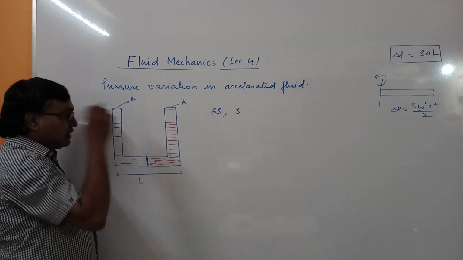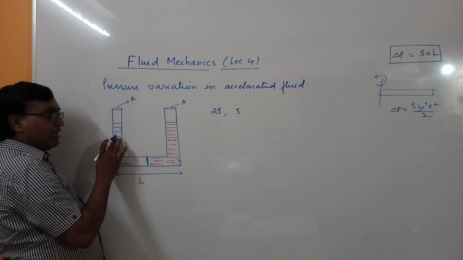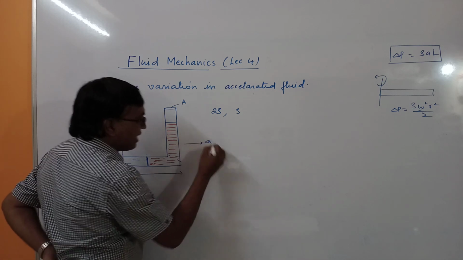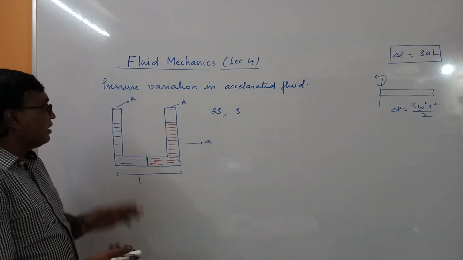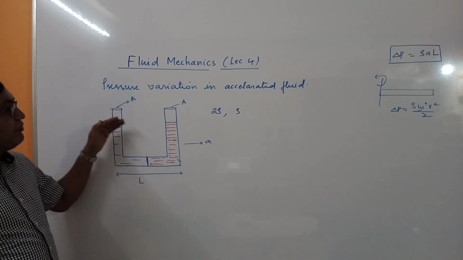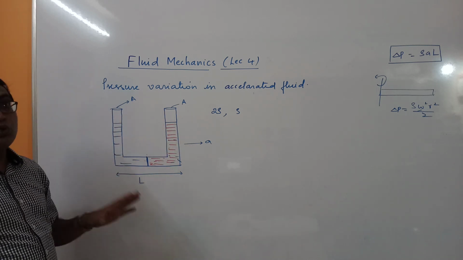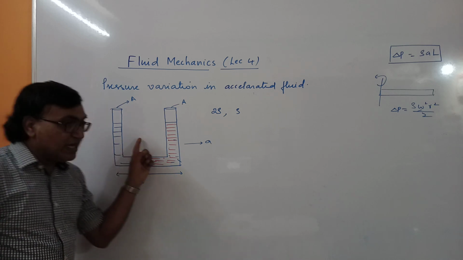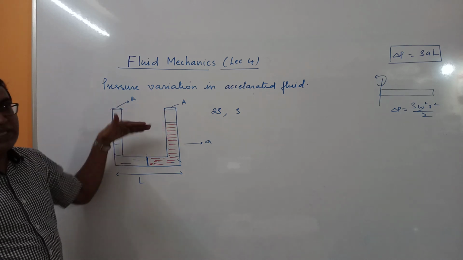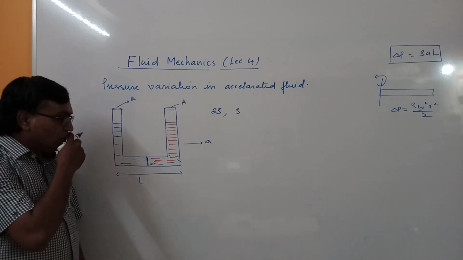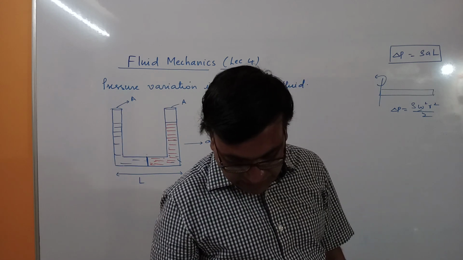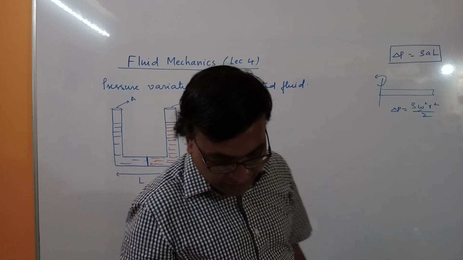Now when this is accelerated, here we have 2 rho density. Why? Because when it is accelerated along this direction with acceleration A, the difference in height of the fluid in both the limbs should be 0. That means when this U-tube accelerates, the levels should be the same. If the height difference becomes 0, find H.